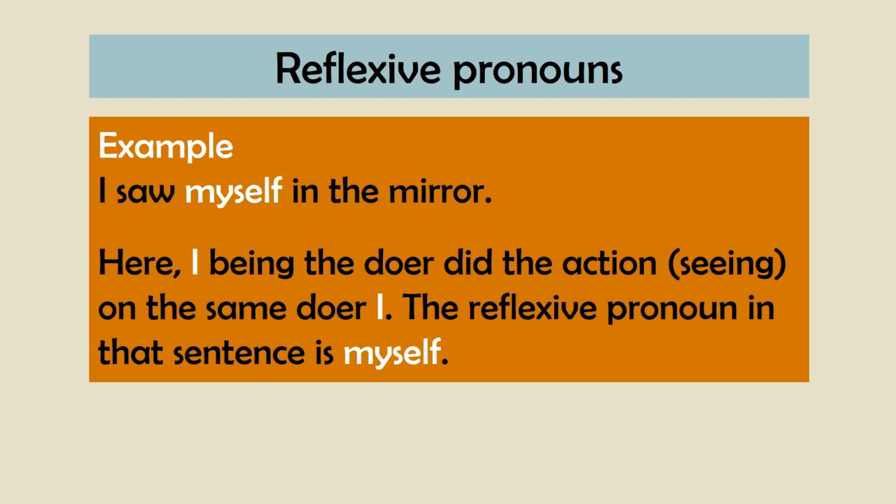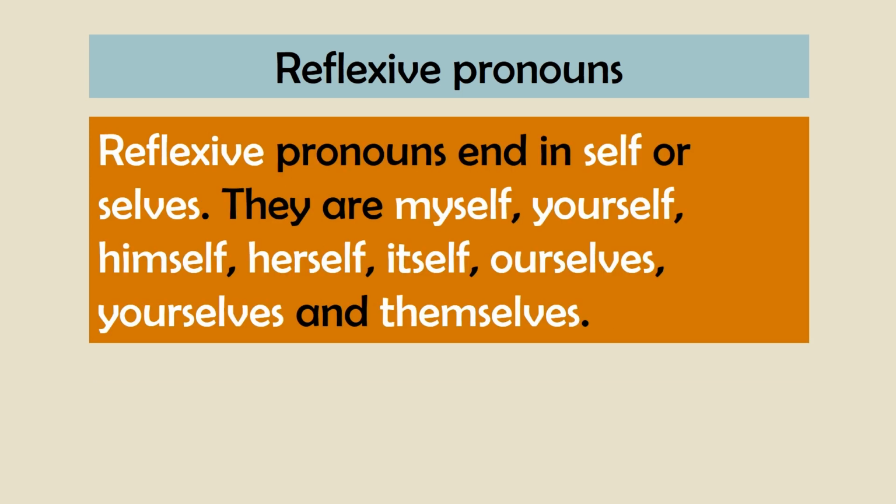Example: I saw myself in the mirror. Here, I, being the doer, did the action of seeing on the same doer, I. The reflexive pronoun in that sentence is myself. Reflexive pronouns end in self or selves. They are myself, yourself, himself, herself, itself, ourselves, yourselves, and themselves.